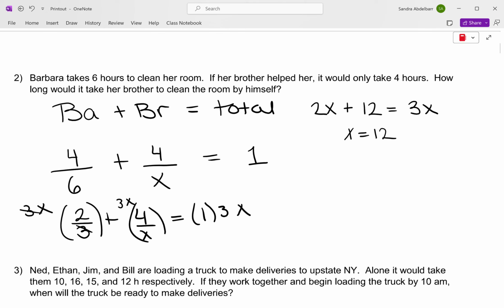What does this represent? Tejas? 12 hours to take the load. Good. 12 hours for the brother to clean the room by himself.